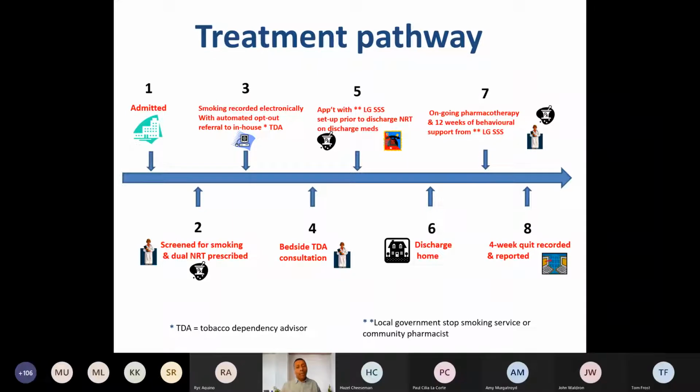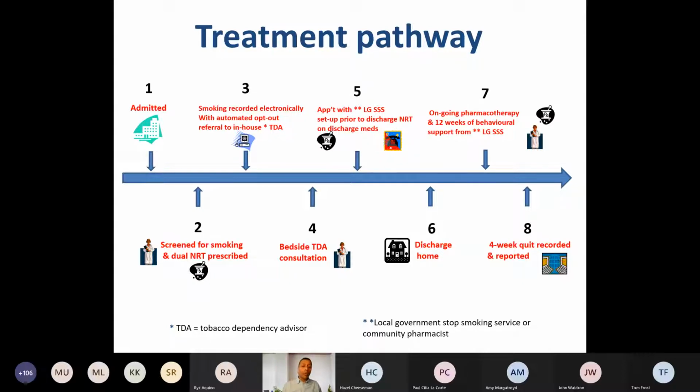Third, we want every patient to see a tobacco dependency advisor on an opt-out basis, and so we need to record the smoking status electronically, and that generates an opt-out referral to the in-house tobacco dependency advisor. Then hopefully the tobacco dependency advisor sees that person within a few hours and starts talking through all of the treatment options to that patient using motivational interviewing, understanding how they've quit before, their level of addiction, and then thinking about with the patient how they're going to be treated and what medications we have and what the behavioural support is for that quit attempt.